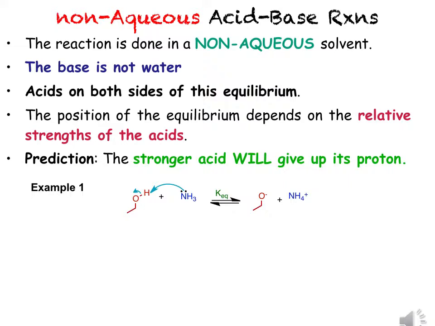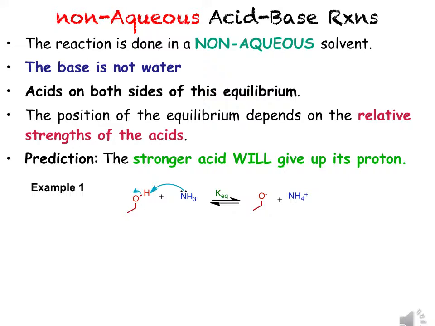So this is a non-aqueous reaction. I haven't indicated what the solvent is, but let's just say it's not water. So there's no water to act like a base in there. But I want you to note there are acids on both sides of the equilibrium. The alcohol is giving up its proton to go towards the right, and the ammonia is grabbing a proton to make the ammonium.